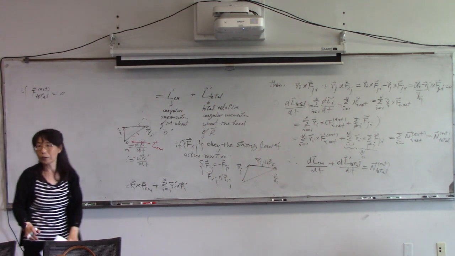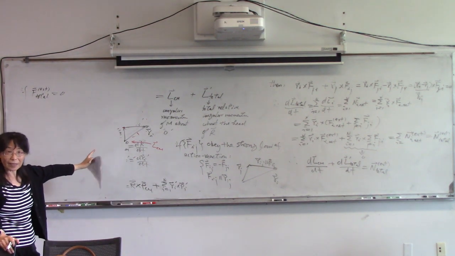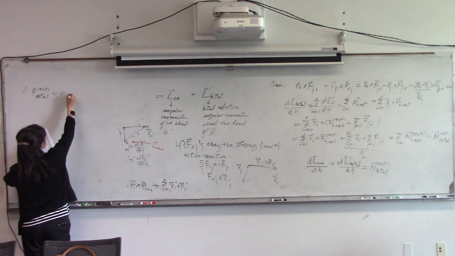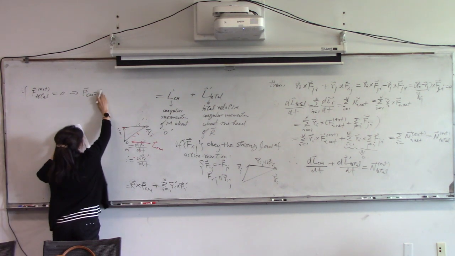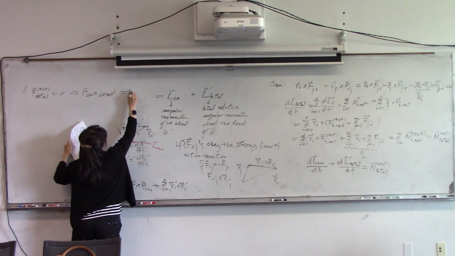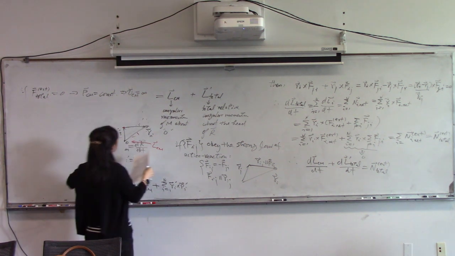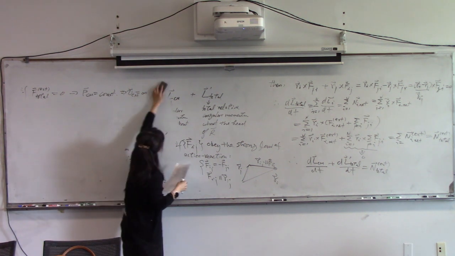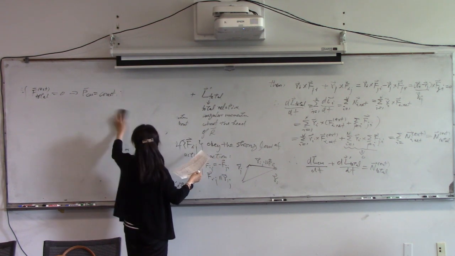If this is 0, what kind of conclusion do we have? Linear momentum is 0, right? A constant. We already know this one gave us a constant. And also that means that's enough, I think.